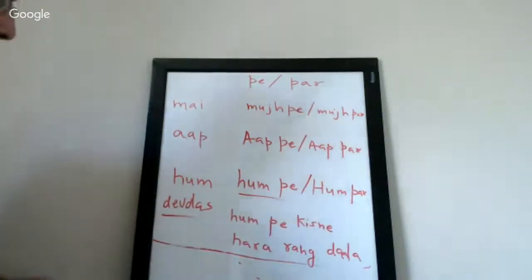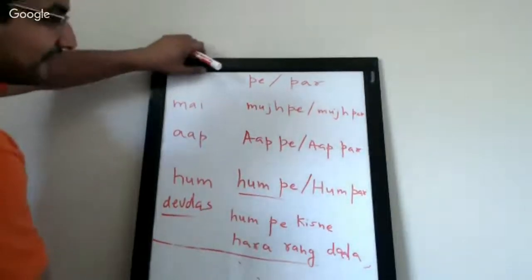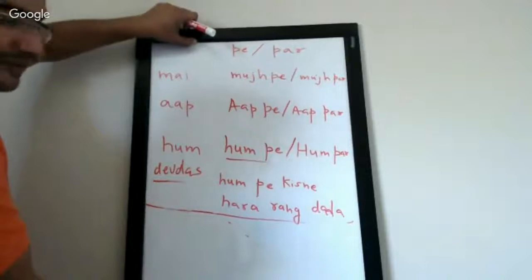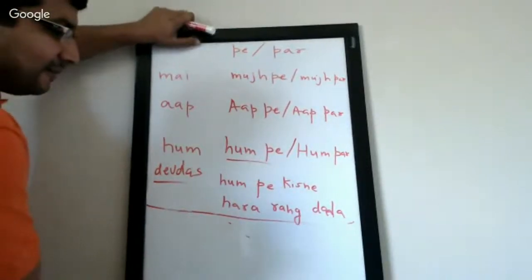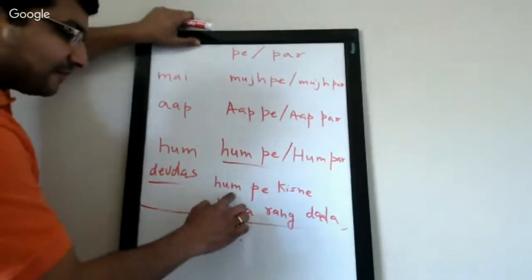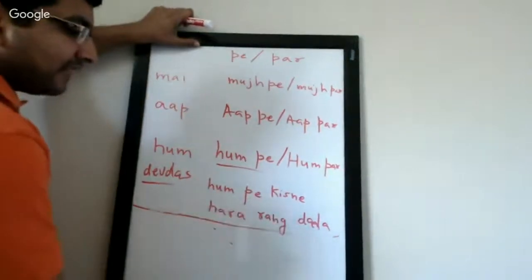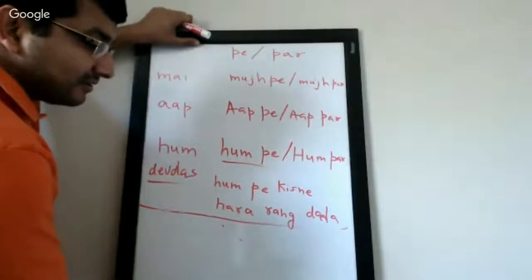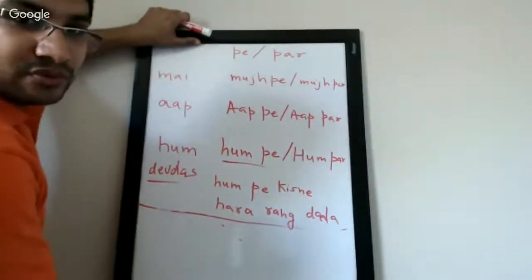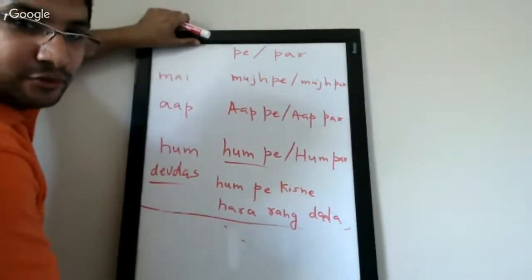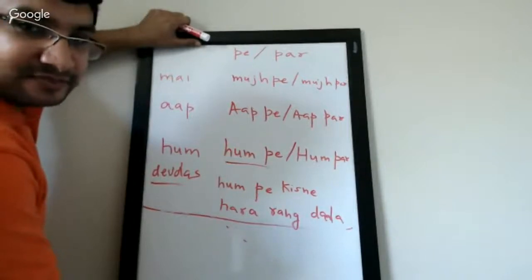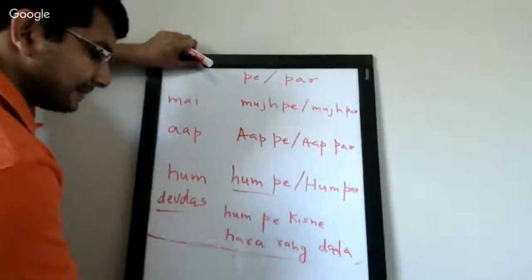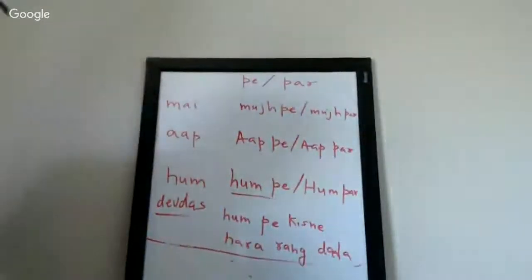Okay, so let me lift it up. This is my fault probably, but you should be able to see it now. So it's like hum, which is we, and then pe is on. So in this case it's on us. Kisne, who poured the green color on us? Okay, so let me erase it.